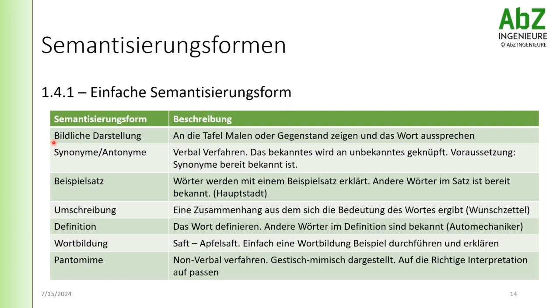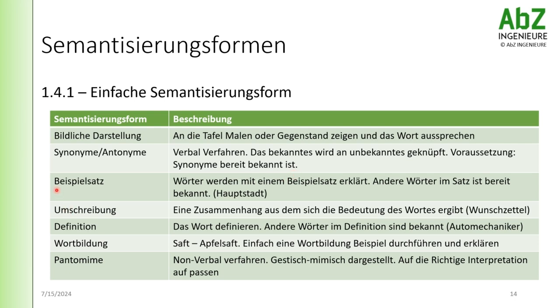The first one is bildliche Darstellung, which means that you're going to represent a word with respect to a picture or an object, and then you're going to connect the object to the word. The next technique is synonym and antonym. This is a verbal technique, and in this you will be connecting the synonym or the antonym to the new word. So you will be connecting the known with the unknown. The requirement for this is basically that the synonym is already understood and the meaning is known.